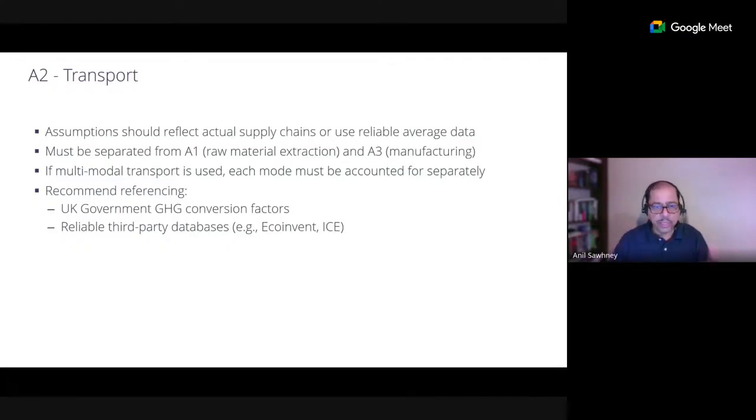Remember, when you're doing an assessment, you will need two types of data. One is directly related to your asset or project, meaning quantity of concrete, quantity of steel. This is called primary or foreground data. And then you need conversion factors, emission factors, and EPDs. Those are called secondary or background data. When you combine those two is how you calculate the emissions for your buildings. So A2 is related to transport.